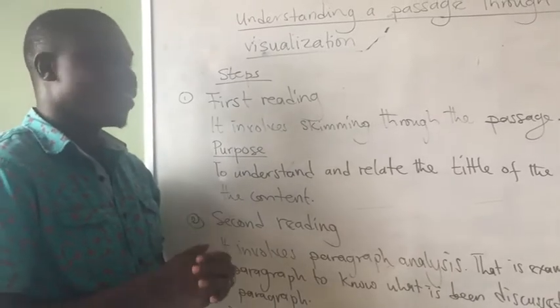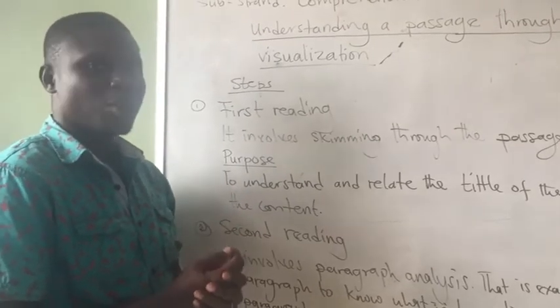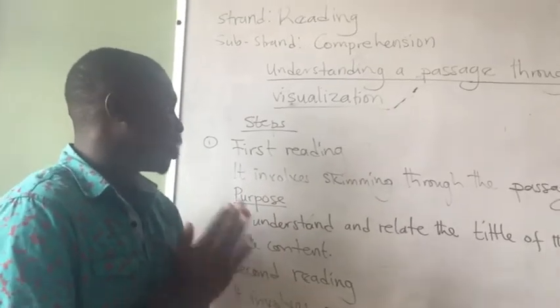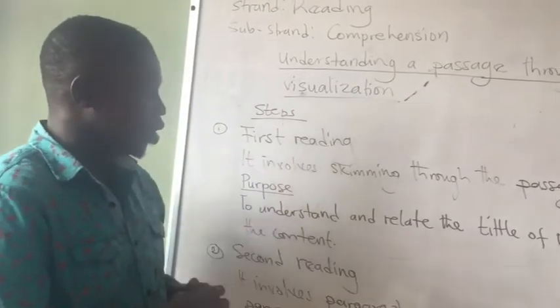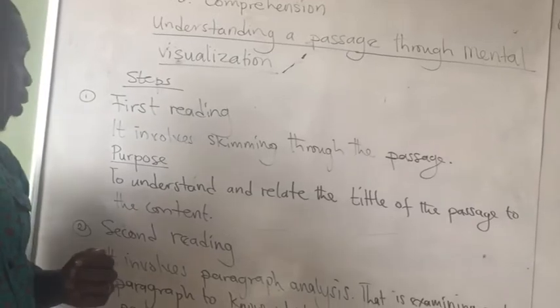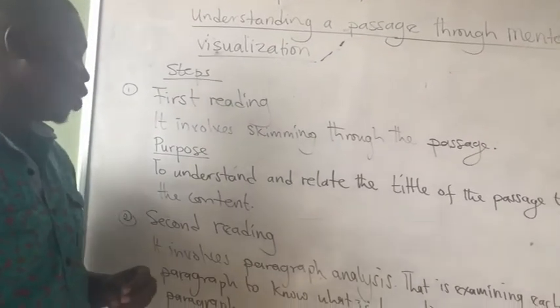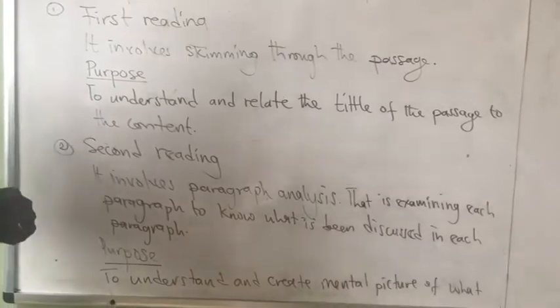Even if you couldn't pronounce certain words or didn't understand the meaning of certain words, the most important thing at the end of skimming is that you should understand the passage in relation to the title. So that is what that is for. So when you're able to establish that, then you go on to the second reading. Let's look at what goes on in the second reading.